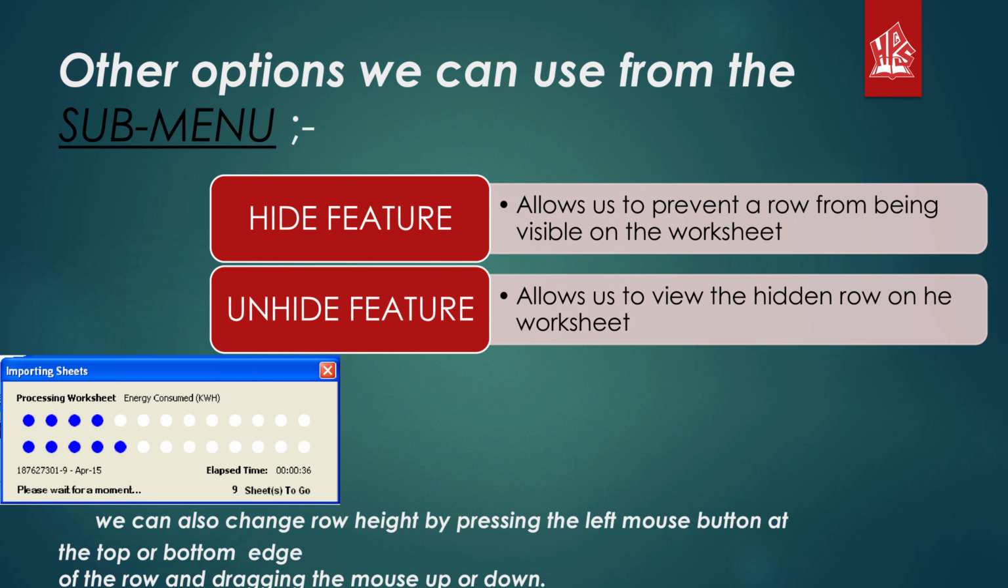We can select other options from the submenu as well, such as hide and unhide features. These features are very useful. Hide feature: this feature allows us to prevent a row from being visible on a worksheet. Unhide feature: this feature allows us to view the hidden row on a worksheet. We can also change row height by pressing the left mouse button at the top or bottom edge of the row and dragging the mouse up or down.